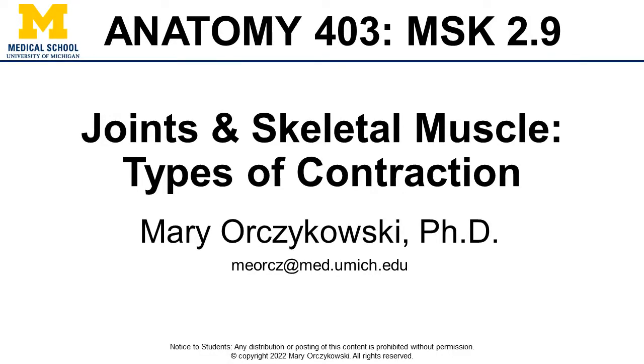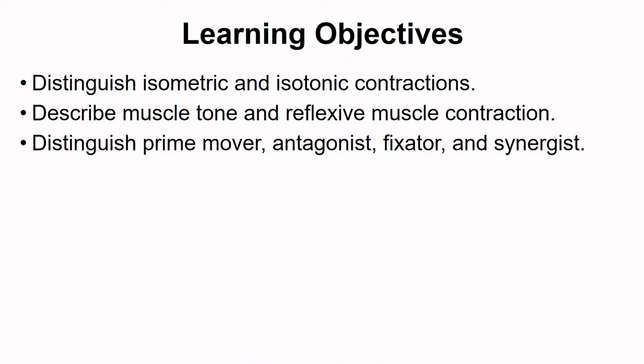In this section, we're going to talk about different types of muscle contraction. Following this, I'd like you to be able to distinguish isometric and isotonic contractions, describe muscle tone and reflexive muscle contraction, and distinguish a prime mover, antagonist, fixator, and synergist.